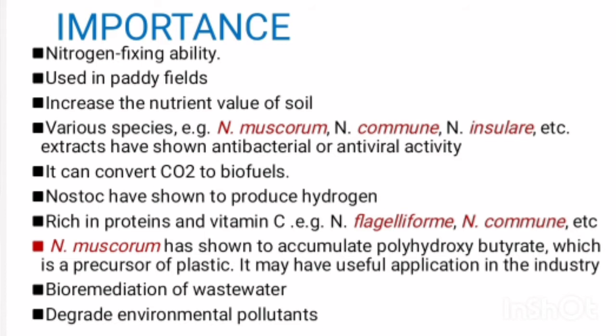Nostoc muscorum has been shown to accumulate polyhydroxybutyrate. It is the precursor of plastic. So it can be used in the plastic industry. Nostoc are rich in proteins, vitamins, etc., especially vitamin C. Examples: Nostoc flagelliforme, Nostoc commune, etc.